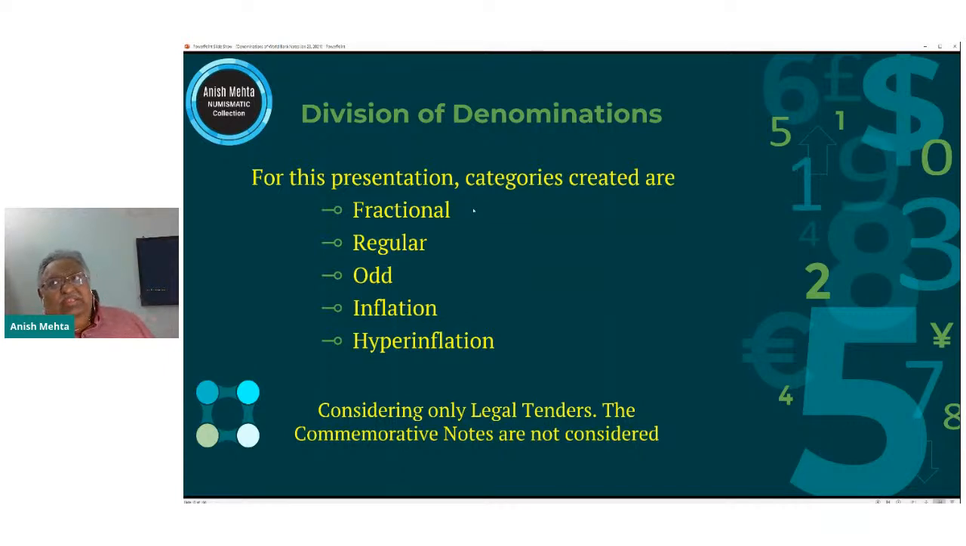So in India, anything less than 1 rupee, any notes which are in paisas, would be treated as fractional. Then would be the regular notes, the ones which I explained to you: 1, 2, 5, 10, 20. Those would be categorized into the regular ones. Then you have odd denomination notes. You have inflation notes, which are from, say, 100,000 up to 1 million, and hyperinflation, which is 1 million and above. What I have included here is basically legal currency notes, which have been issued by various countries in several years. I have not considered the commemorative notes because those are very odd denominations which have been issued by various countries. Those are not covered in this presentation.